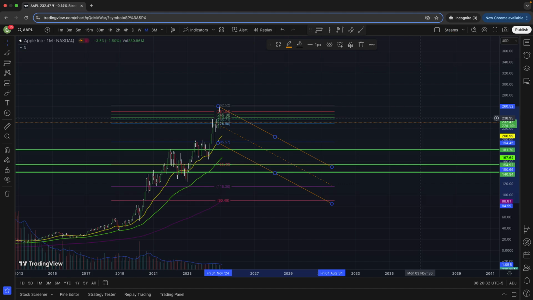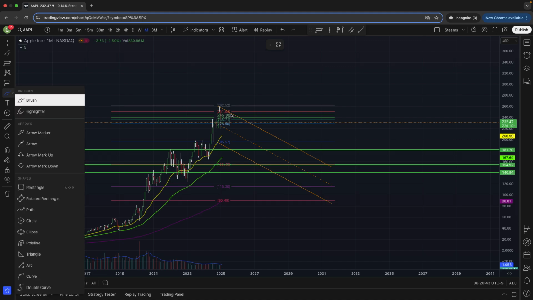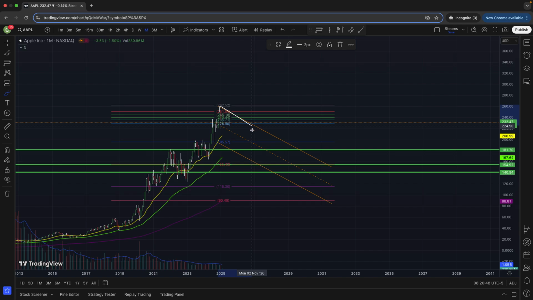So that's how I'm looking at this consolidation. I'm going to be looking for a descending channel flag. I know that people are probably going to, I don't know, panic a little when this breaks. You know, people will panic a little bit when we get under 230, but I'm looking for that to happen. I'm looking for the midline of this channel to get tested.